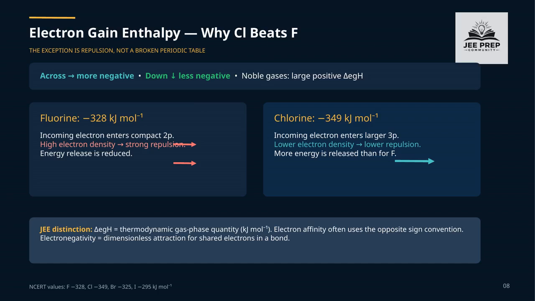Metallic character decreases left to right and increases downward. The correct order is phosphorus < silicon < beryllium < magnesium < sodium. The unifying message is now visible.